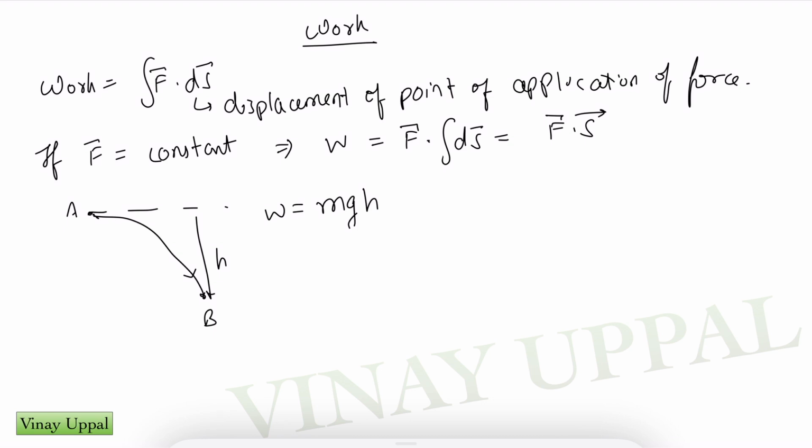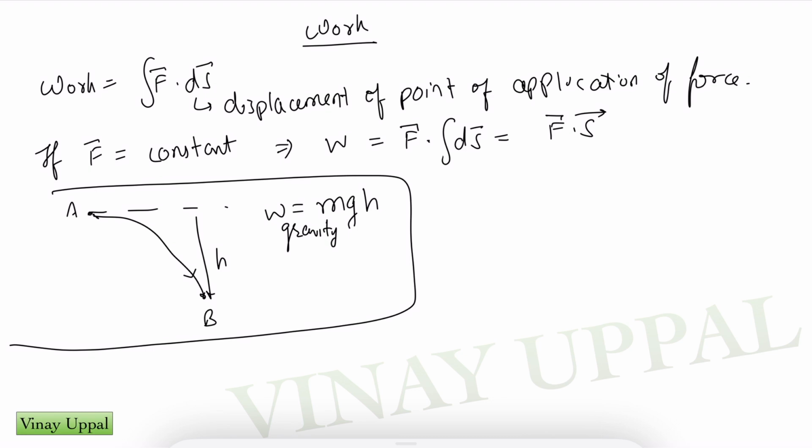So if a particle is being descended or taken down by height h, the work done by gravity would be mgh. And similarly, if the particle is being taken upwards, the work done by gravity would be minus mgh. Now net work done by normal and tension when the strings are taut or the bodies are in contact is 0.